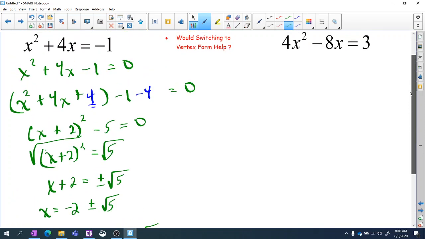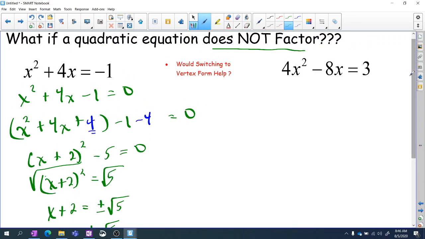Good news is this strategy works even if they do factor. You could do every quadratic this way. Now, I don't recommend that because if you're good at factoring, it can obviously be quicker. That takes a little bit of time. But this is a strategy that would work every single time, even if it did factor. And we'll look at that eventually and say, well, how do I know if it would or wouldn't factor?